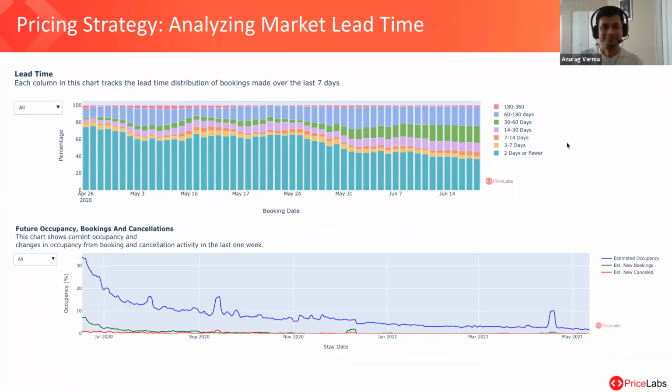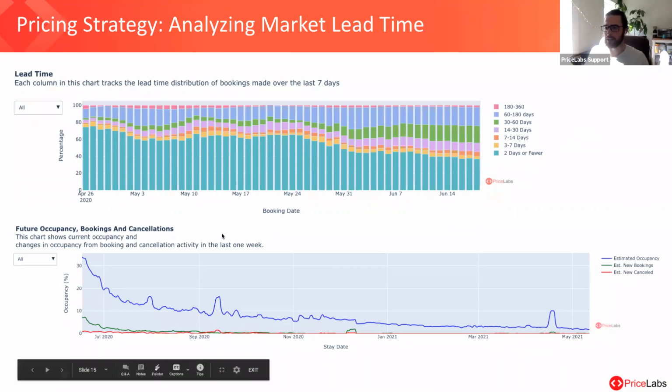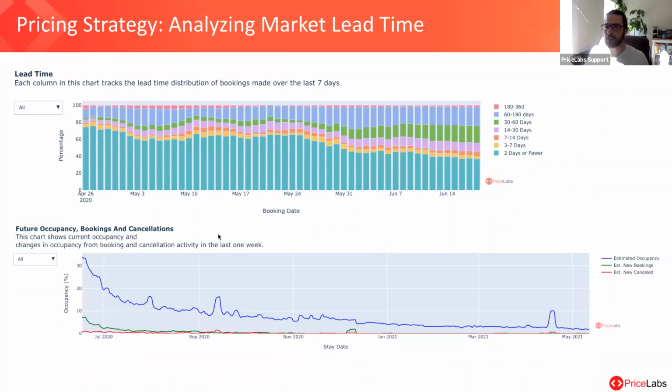Okay, perfect. All right, so that is ADR. Keep those questions coming in. But now looking at lead time. So again, all of these graphs are displayed in those market dashboards. For lead time, the ones I typically use are going to be this lead time graph right here and future occupancy, bookings, and cancellations.